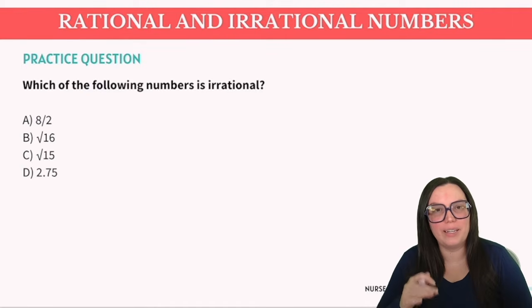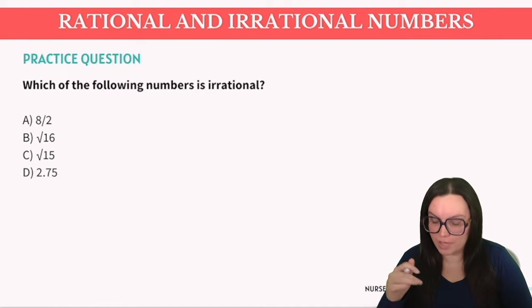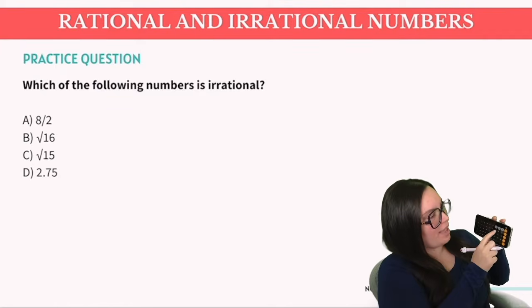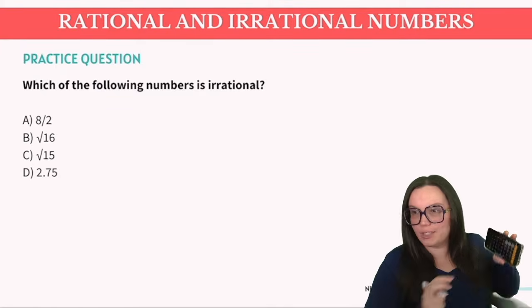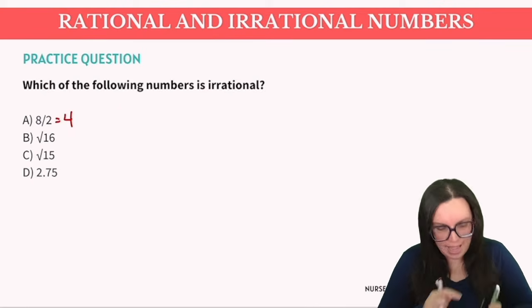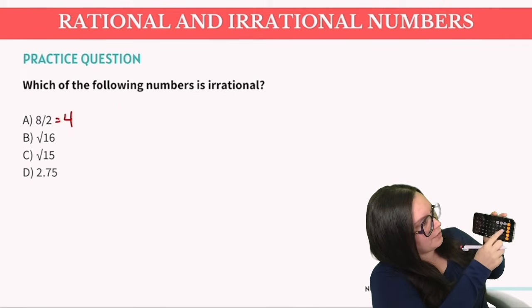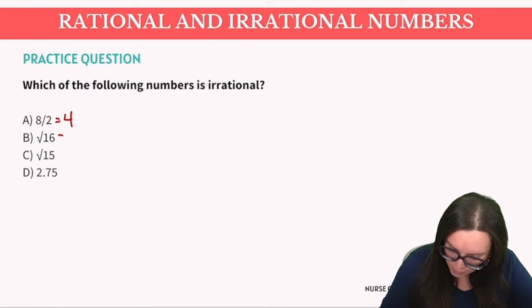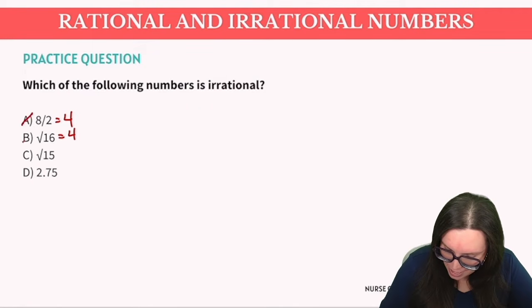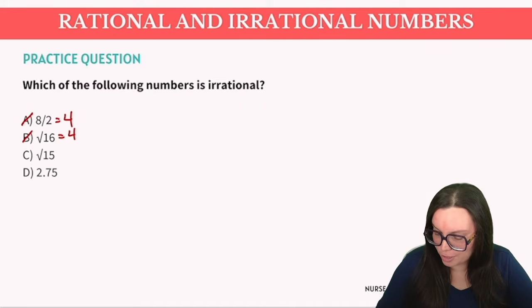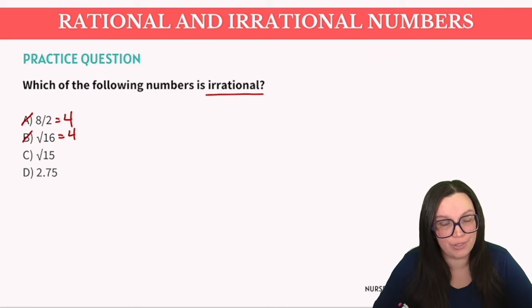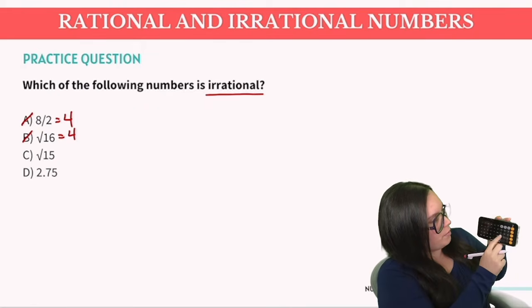Which of the following numbers is irrational? So let's break each one of these down. We have 8 divided by 2, which is going to give us 4. We have the square root of 16, which also gives us 4. So we can automatically eliminate A and B as being the correct answer because remember, we're looking for an irrational number. Next, we have the square root of 15.